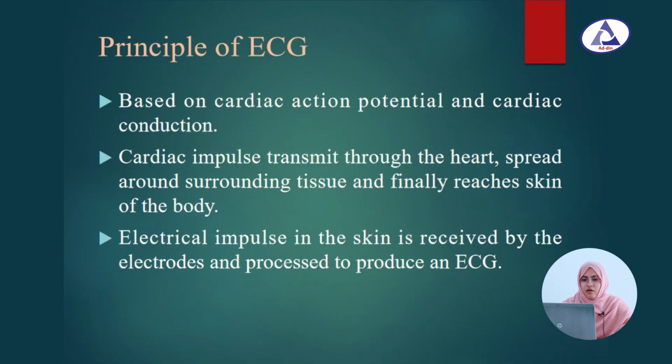Now, what is the principle of ECG? ECG is based on cardiac action potential and cardiac conduction. The cardiac impulse transmits through the heart, spreads around surrounding tissue and finally reaches the skin of the body. And this impulse in the skin is received by placing suitable electrodes and processed to produce an ECG.